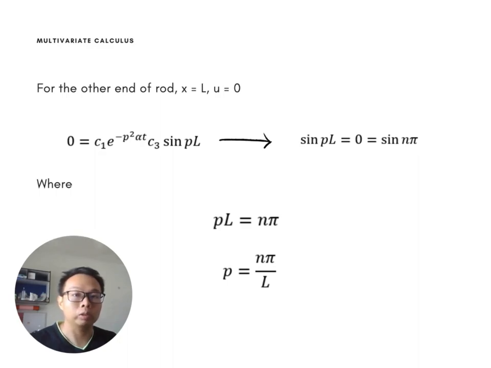And from this equation, we know that sin PL will equal 0. So we can write it in another form, which is sin n pi. So now by comparing these two sines, we get the equation PL equals n pi, and from that we get our value P equals n pi over L.